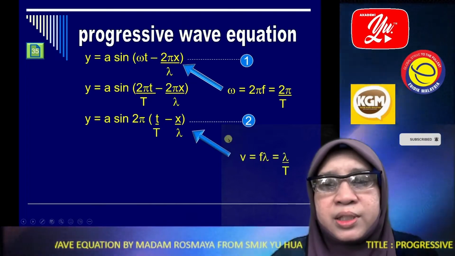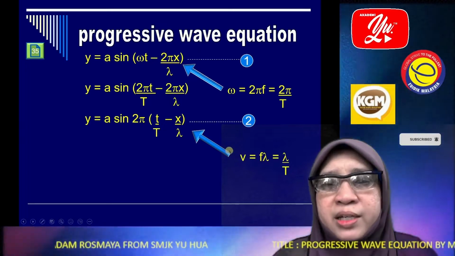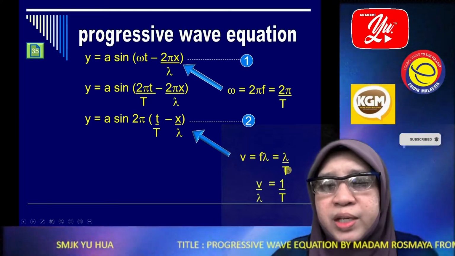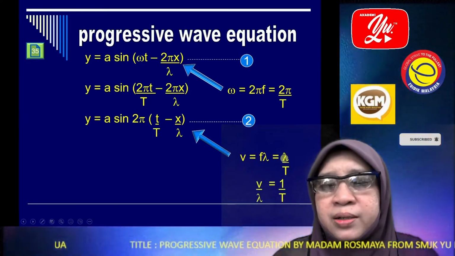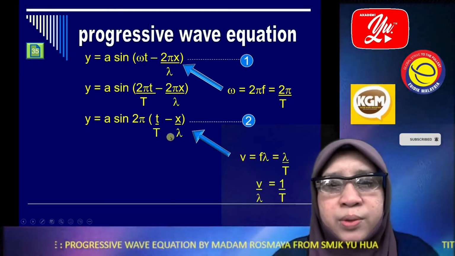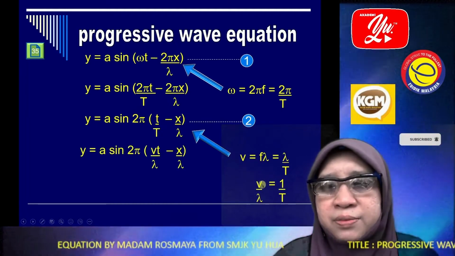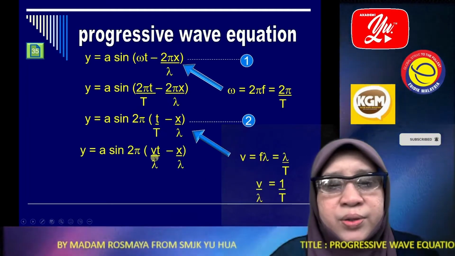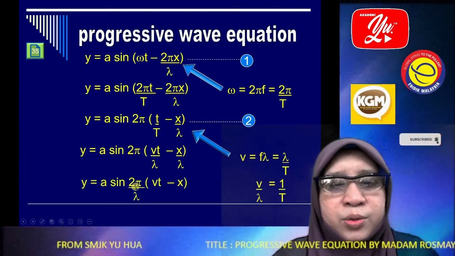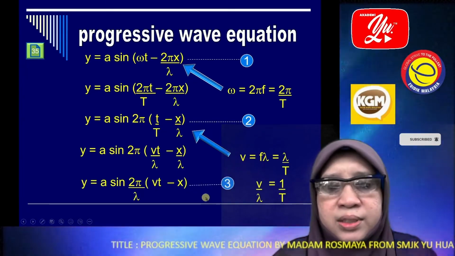For the third equation, we can substitute the 1 per lambda here, x per lambda here. So v equals f lambda, and f is 1 per T. You can bring lambda to the right side, so v per lambda equals 1 per T. This 1 per T here, you can substitute in as v per lambda. The wavelength lambda, we can factor out together with 2 pi, so 2 pi per lambda becomes bracket vt minus x. So this is the third equation.